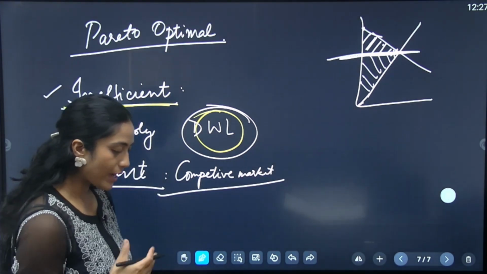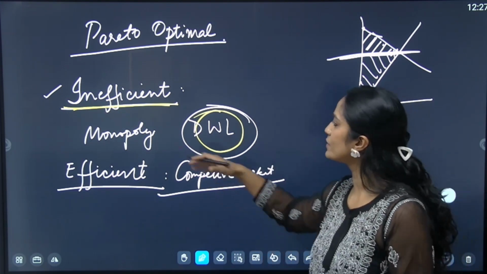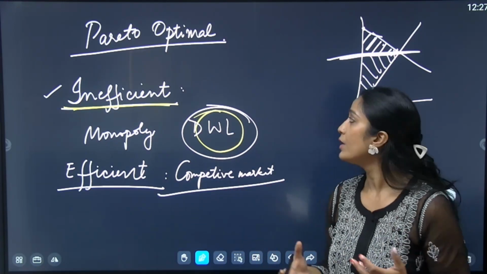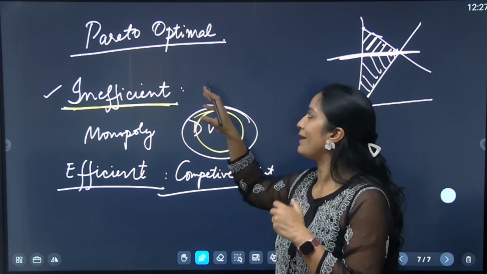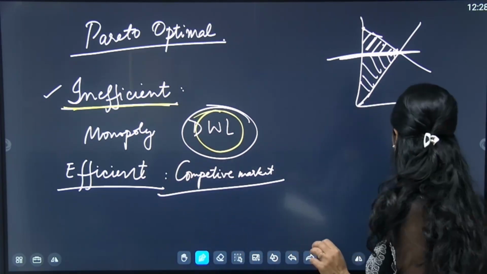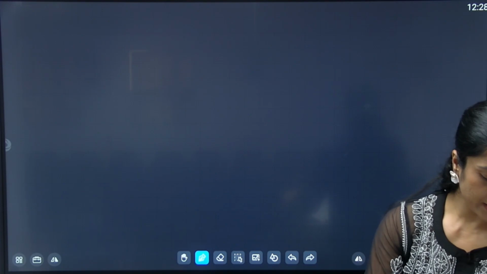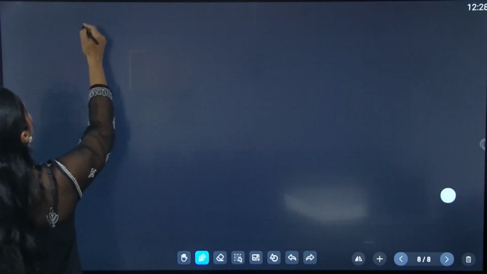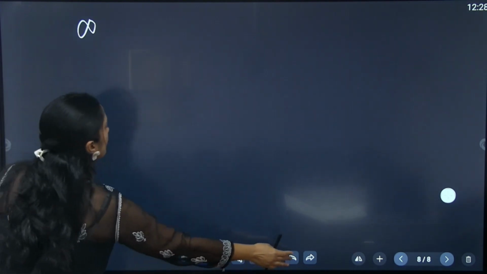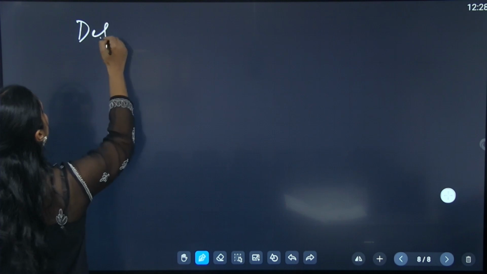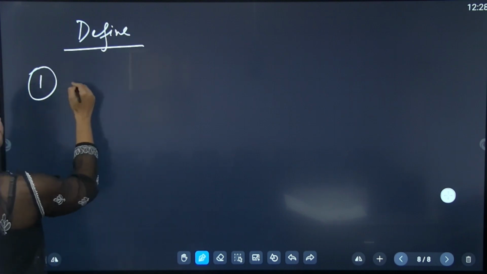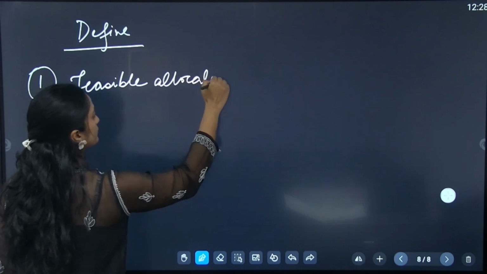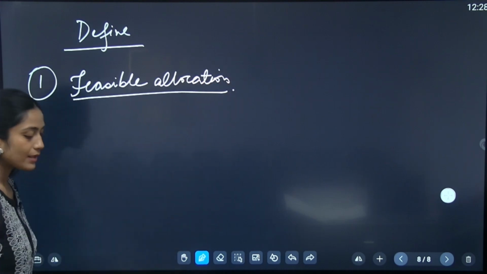Okay, so we will try to use this concept. We will try to use this concept of a possible improvement, whether a possible improvement is possible or not, to define the concept of welfare and efficiency in this system. Okay, so let's do that. So let us define first of all what is called a feasible allocation. So a few definitions that we will have. The first definition that we will have is what is called a feasible allocation. Okay, this is something that we have already done.